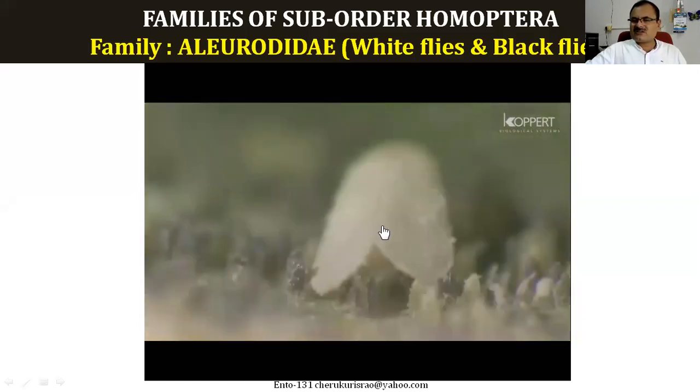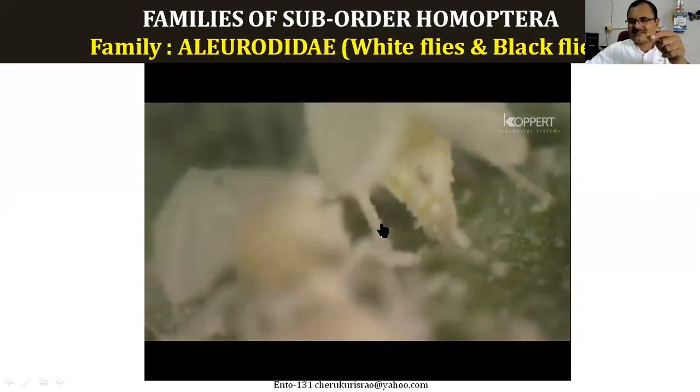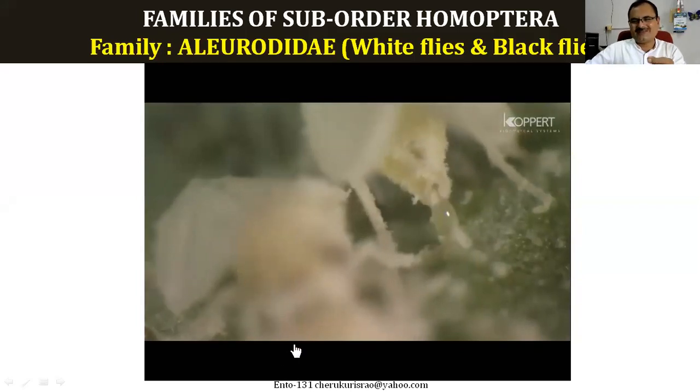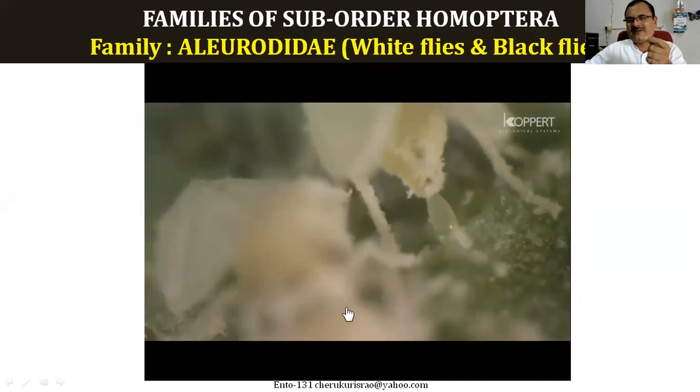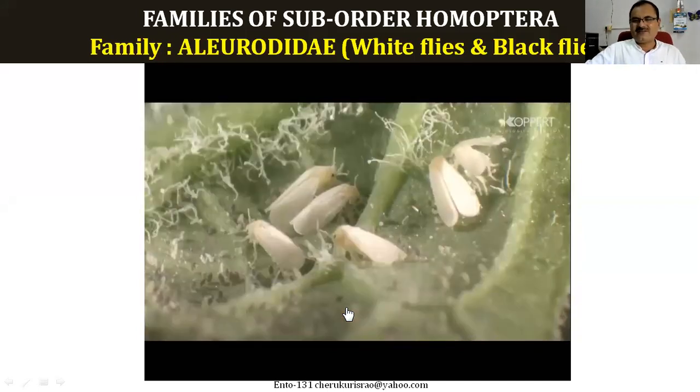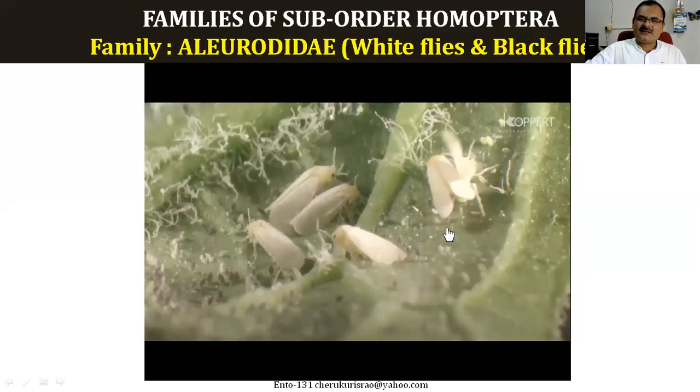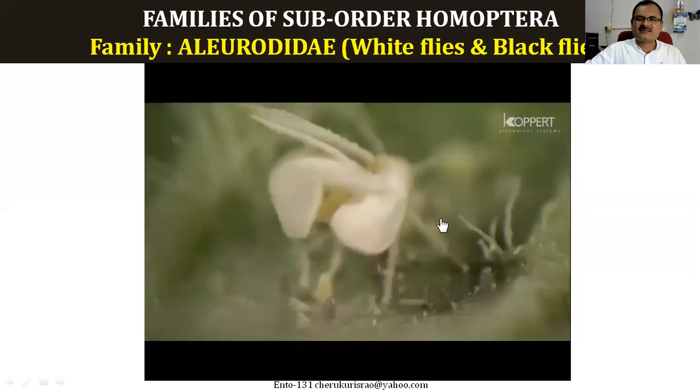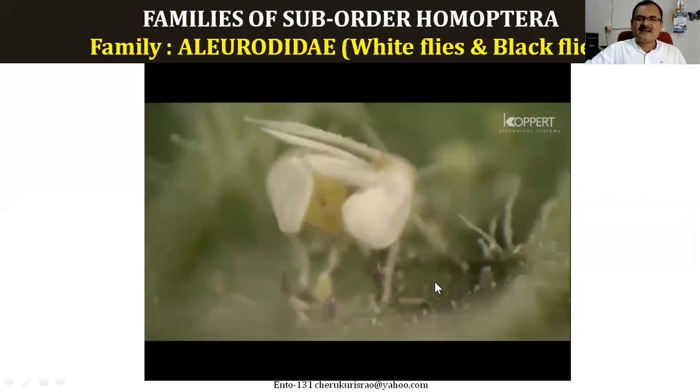So you must have seen it is sending out some kind of bubbly material. That is honeydew, which is coming out of the vasiform orifice in the last abdominal segment. And yeah, they can fly to some distances, very, very small insects actually.